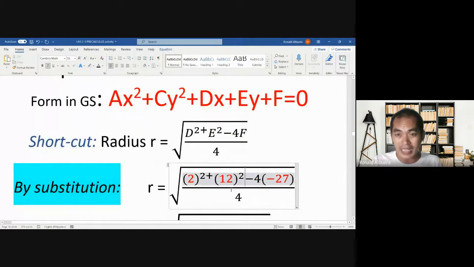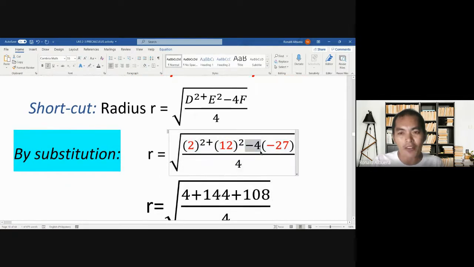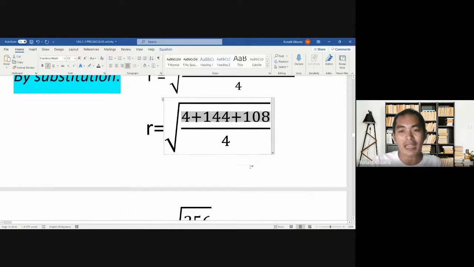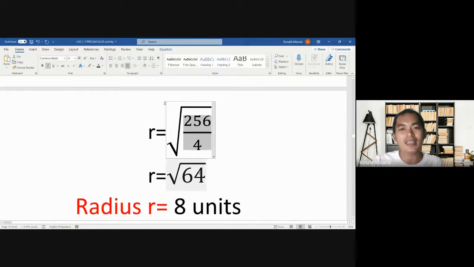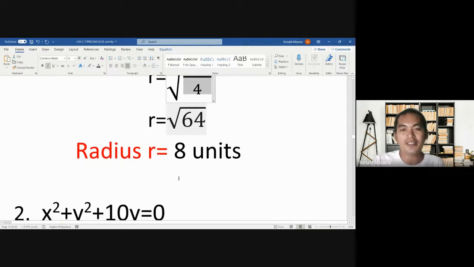Take note, minus. So 2 squared, it means you are going to multiply the base 2 to itself. So 2 times 2 is 4. 12 times 12 is 144. Negative 4 times negative 27 is positive 108. Then add the numerator. 4 plus 144 plus 108 is 256 over 4. And you simplify first inside the radical sign. 256 divide 4 is 64. And the square root of 64 is 8 units. That's the radius of the given circle.